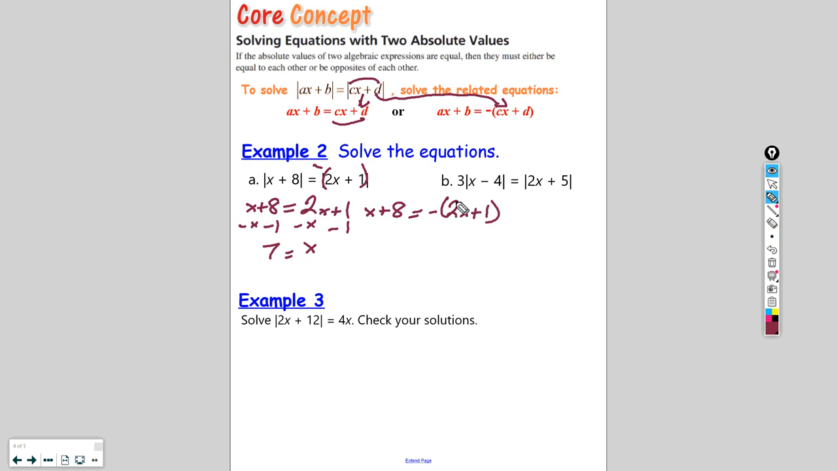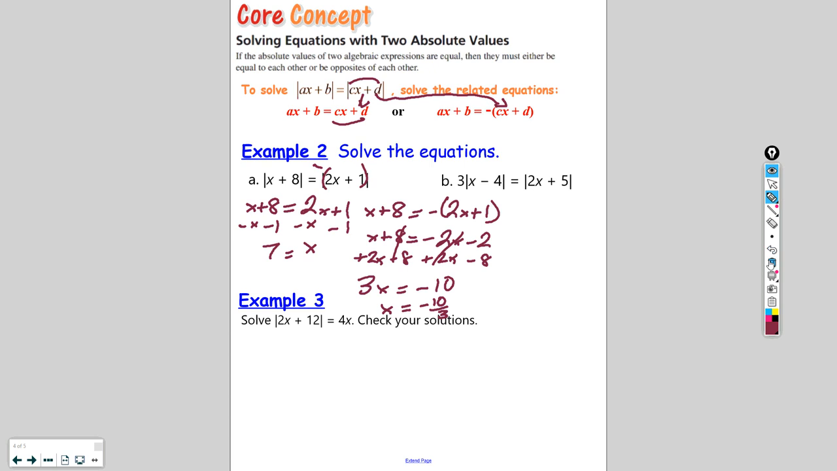In the second example, we're going to distribute the negative first. So we'd get negative 2x minus 2. And then we're going to get our variables on one side, our constants on the other. So I'm going to add 2x to both sides. And we get 3x. Subtract 8 to get the constants over to the other side. We get negative 10. And when we divide by 3, we get negative 10 thirds. So our two solutions are positive 7 and negative 10 thirds.